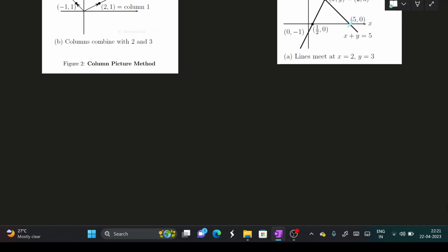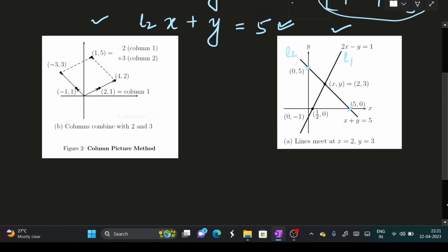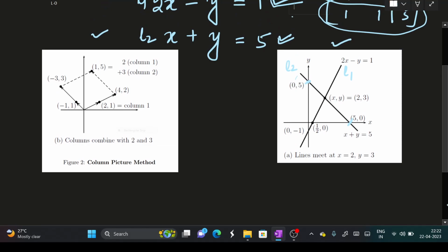The equations are 2x minus y is equal to 1, x plus y is equal to 5. Let us do it.